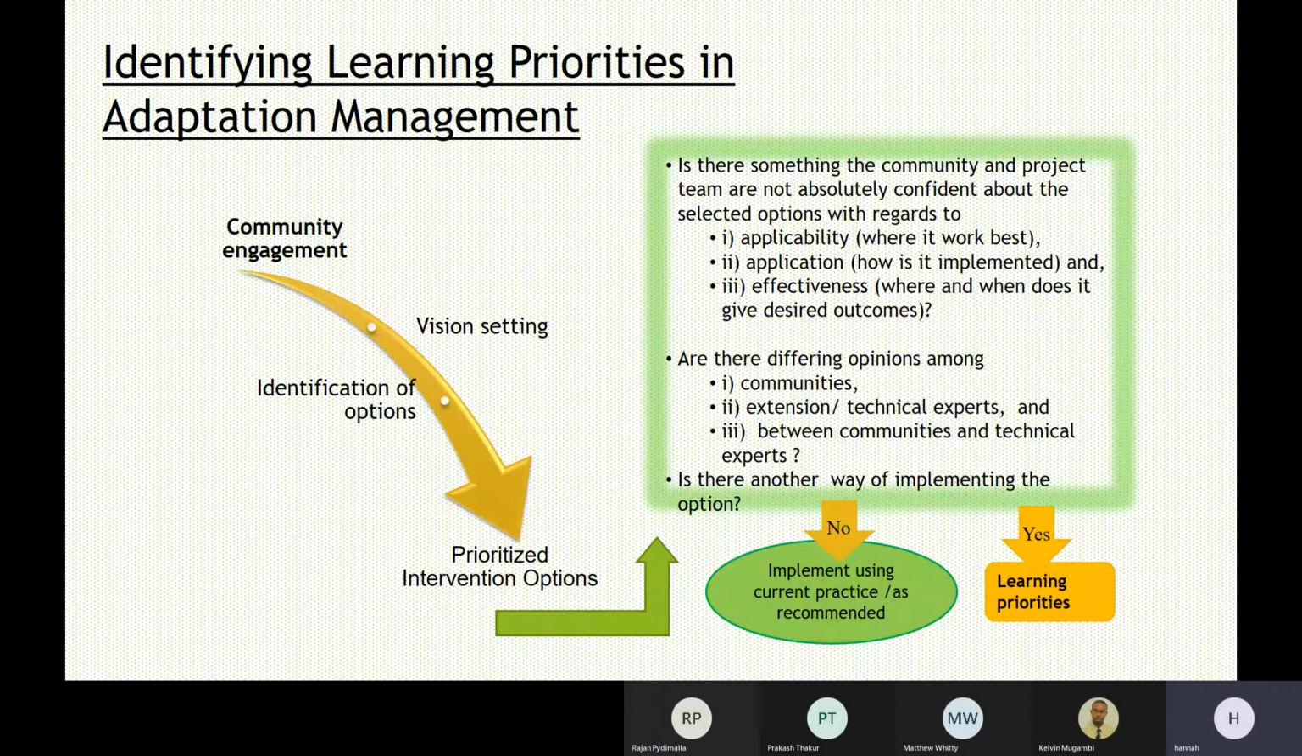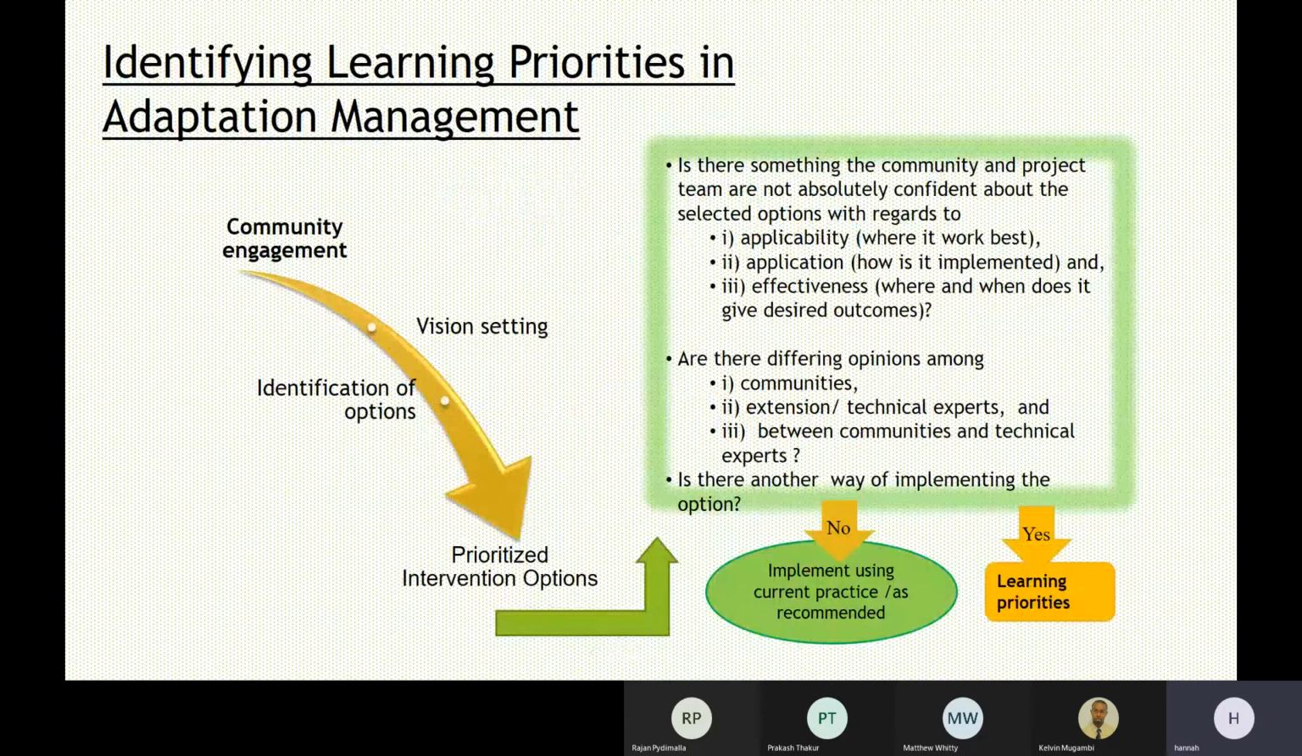So this is what we have learned in this project: that when we learn, when we engage, and when we share the information, when we share the challenges, when there are differing opinions, we need to get together and find a way to come out of those opinions, and build together for the benefit of the community on the ground.